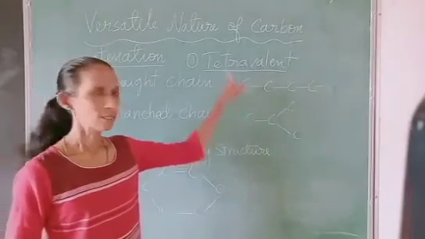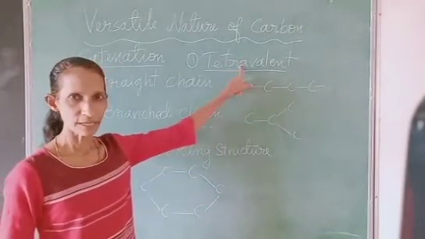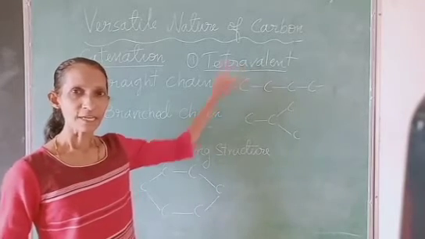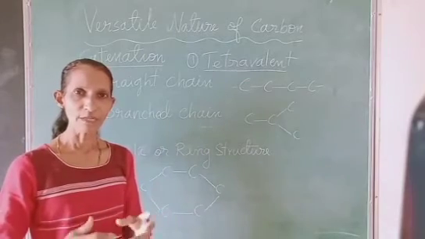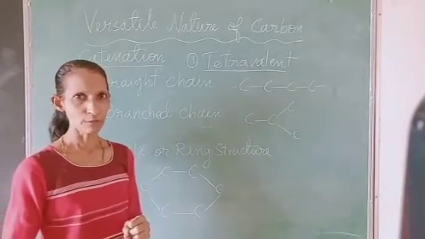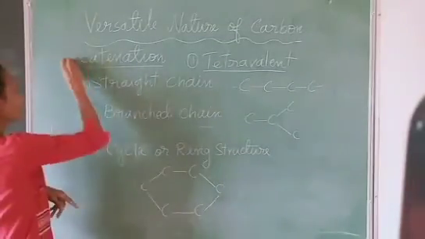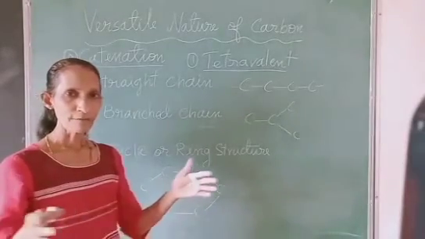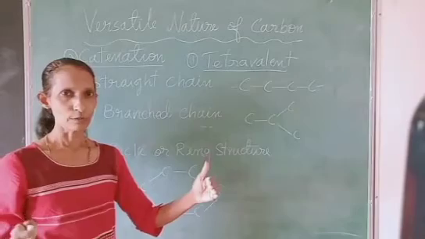Carbon has 4 electrons in its outermost shell. So, carbon is tetravalent. One more property of carbon is it has the ability to form bond with other carbon atoms, giving rise to large molecules. This property is known as catenation. Number of carbon atoms are joined to form large molecules.